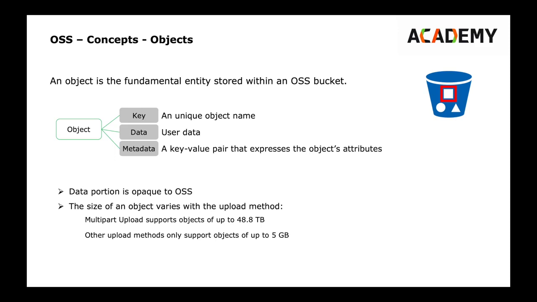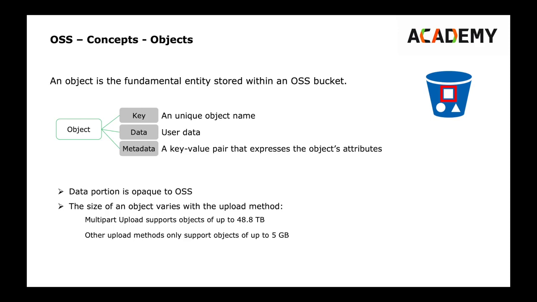The two most important concepts to understand in OSS are the object and the bucket. So an object is essentially a file. This is the fundamental entity that you store inside your OSS buckets. So an object has three parts: the key, the data, and the metadata. The key is essentially the object's name. It's like a file name. It has to be unique within a given bucket.